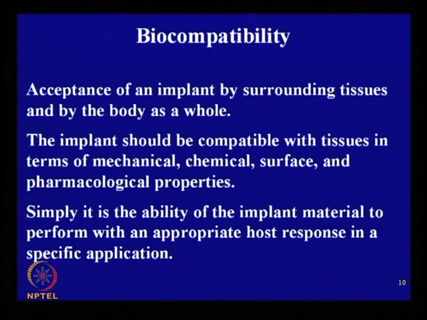So, acceptance of an implant by surrounding tissues and by the body as a whole can tell you about the biocompatibility. The implant should be compatible with tissues in terms of mechanical, chemical, surface and pharmacological properties. Simply, it is the ability of the implant material to perform with an appropriate host response in a specific application. Host response, the response of the host after accepting or after putting this thing, the behavior of the host.